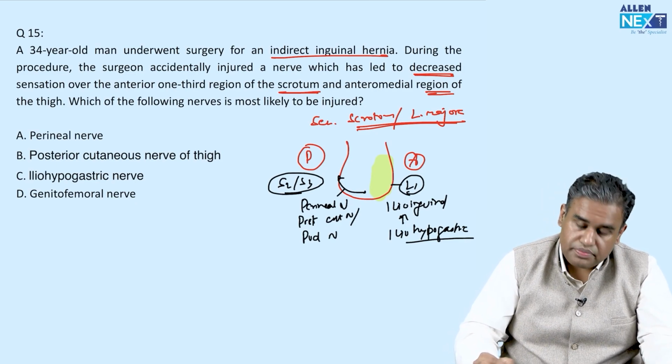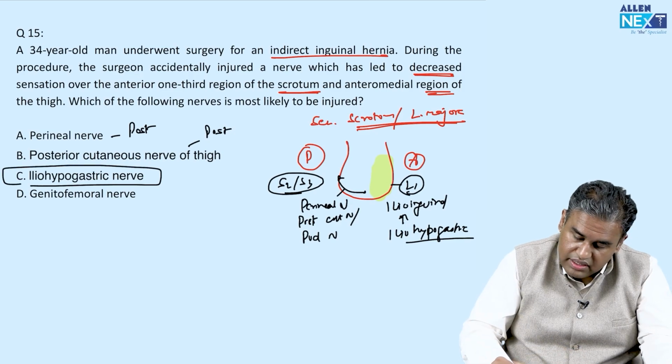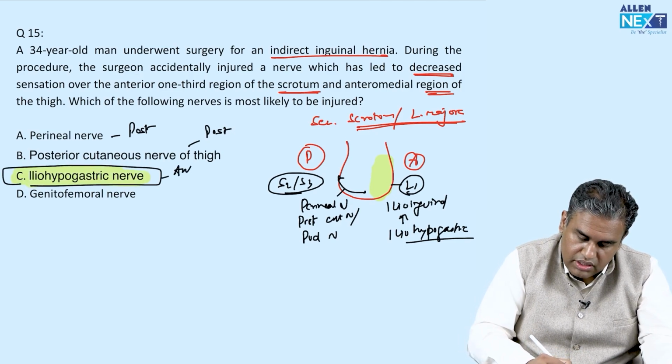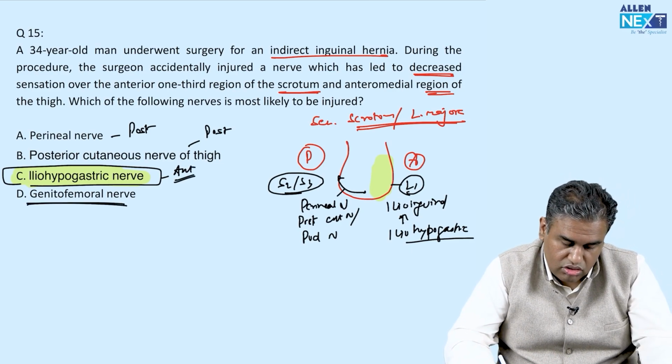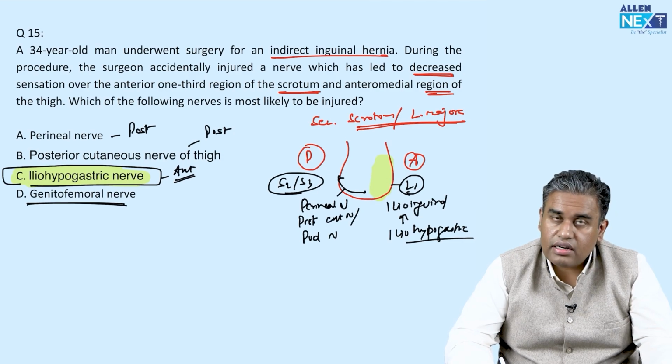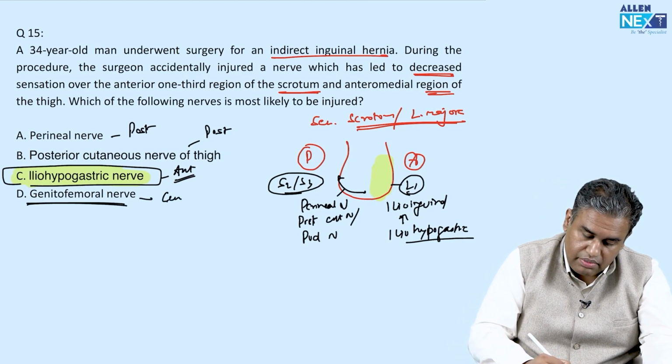If you look at the options, the perineal nerve supplies the posterior part, the posterior nerve of thigh also supplies the posterior part, and the iliohypogastric nerve could be your best bet. That supplies basically the anterior part of the scrotum or the labia majora. Genitofemoral nerve, yes, that will also be an important part. Why? Because the genitofemoral nerve gives off a genital branch.